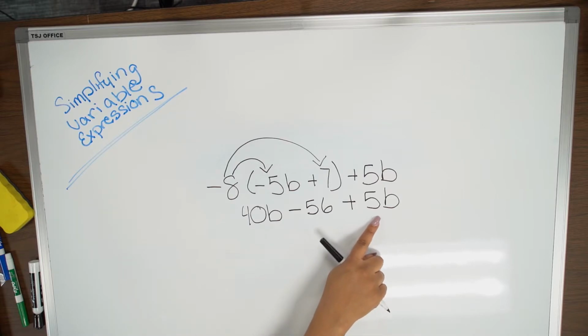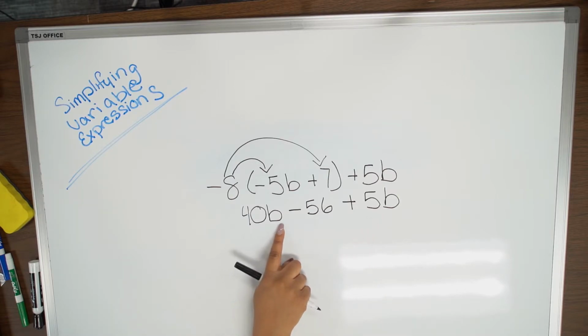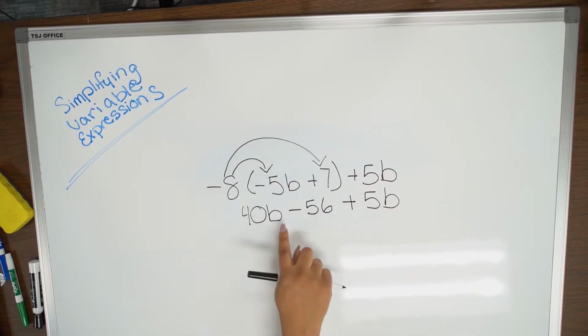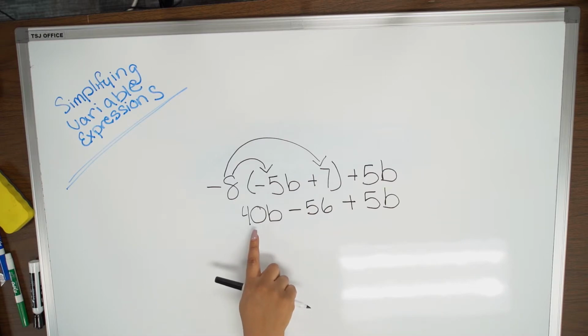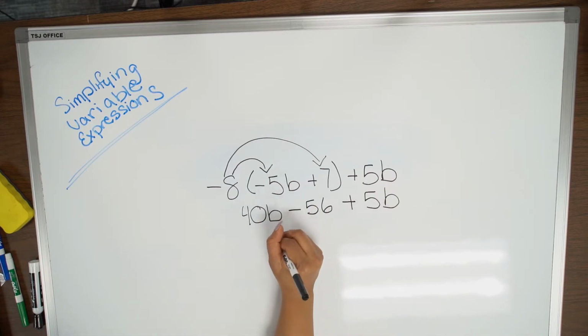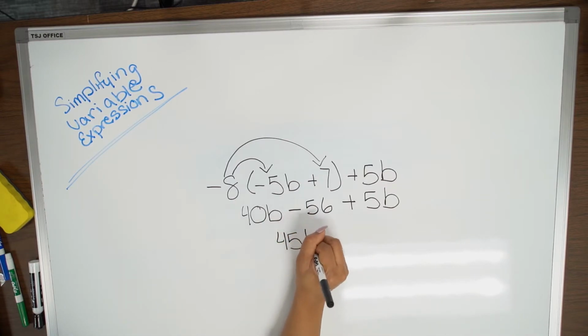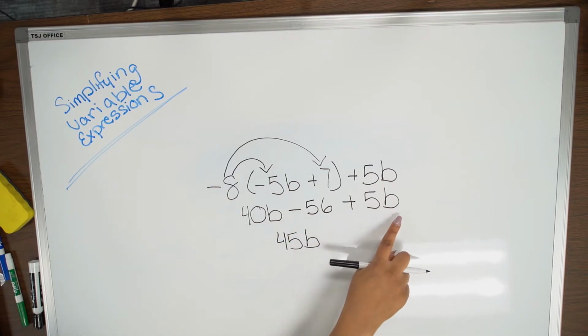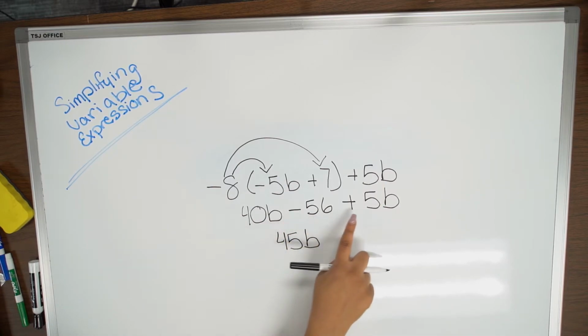So now we can combine like terms. So we have 40b and 5b. We can combine that now because there's no more parentheses and they have the same variable. So 40 plus 5 is 45, and then we put the b on there. Now since we're just simplifying, it means we're just adding them together. So that's how we got 40b plus 5b is 45b.